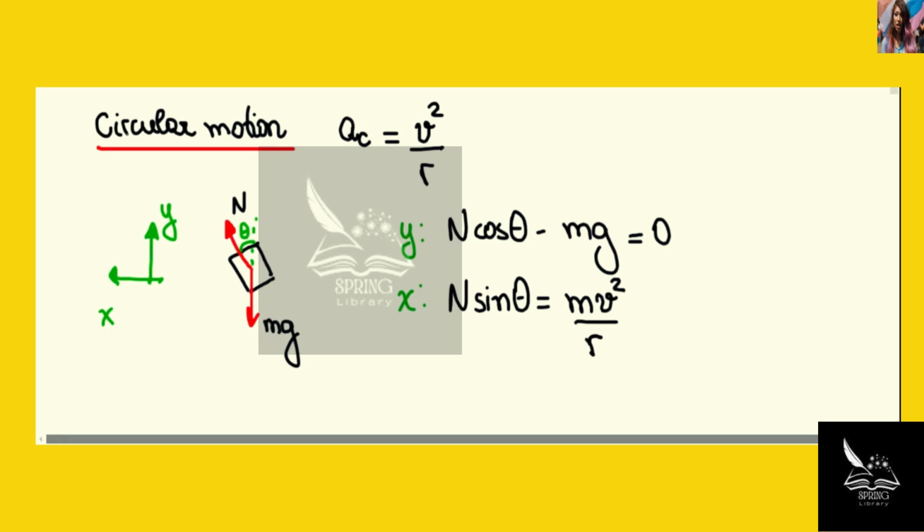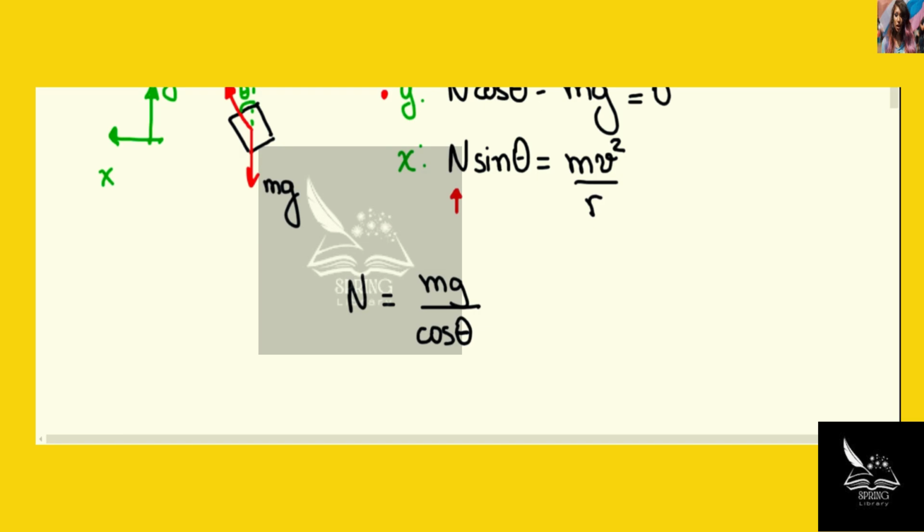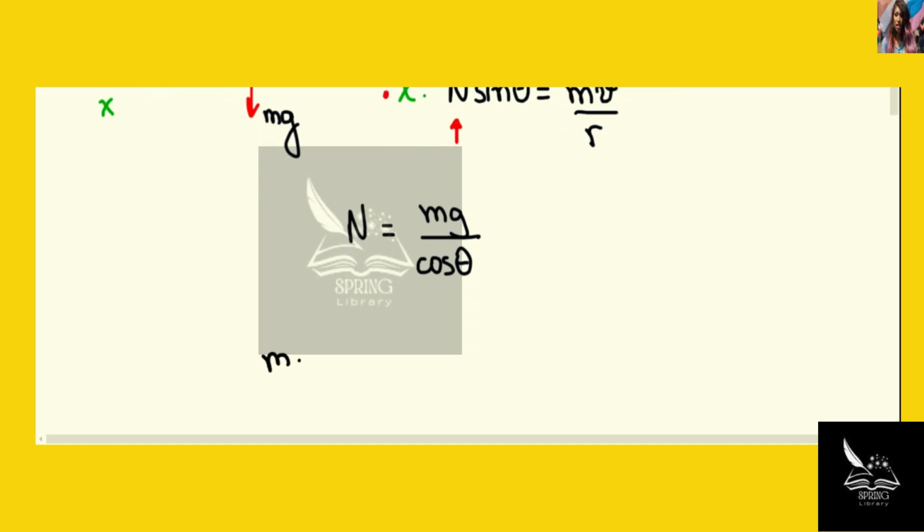Notice that we don't know the value of the normal force N. So what I'm going to do is take the first equation for the y coordinate and isolate N. You obtain N is equal to mg divided by cosine of theta. So you can substitute the value of N into the x equation. So we have mg divided by cosine of theta times sine of theta is equal to mv squared over r.